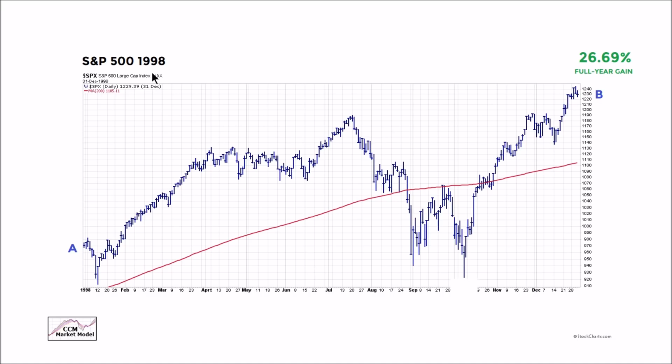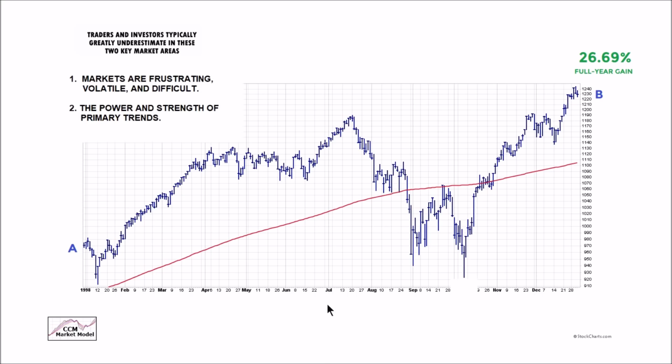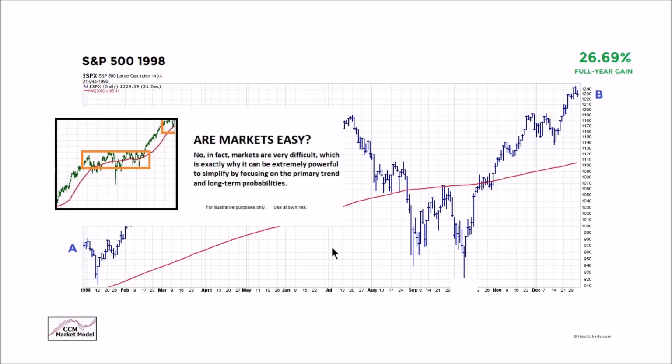1998 also helps us illustrate our 2 points. Markets are frustrating, volatile, and difficult. And traders and investors typically underestimate point 1, and they typically underestimate the power of the primary trend. We can't logically attack any problem if we don't understand the problem and respect the difficulty of the problem.